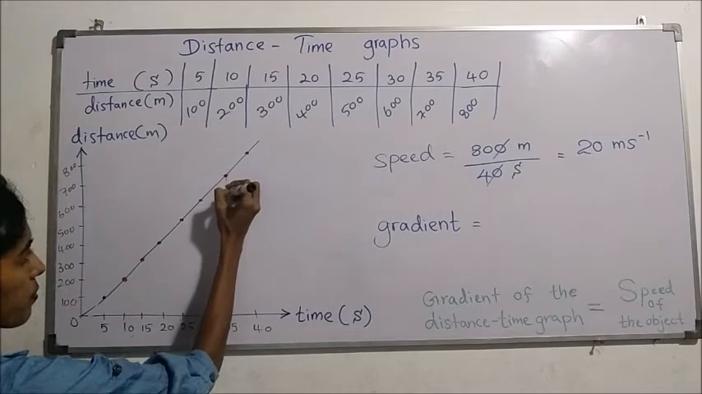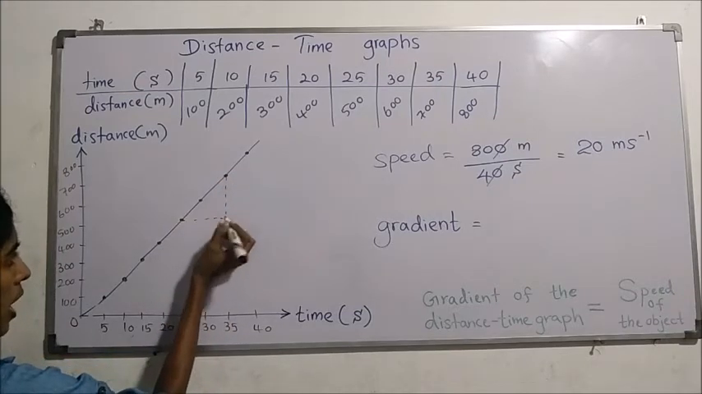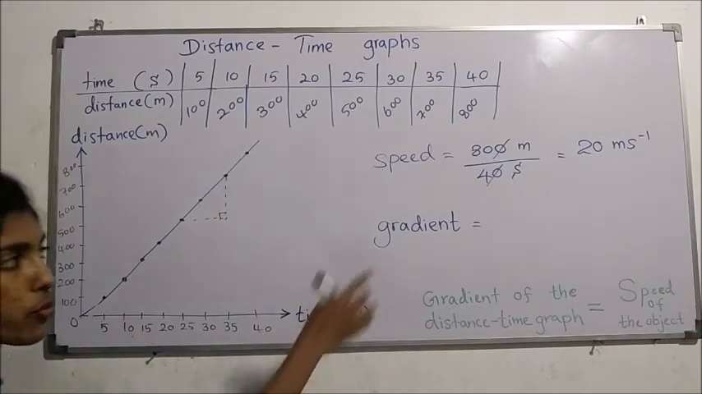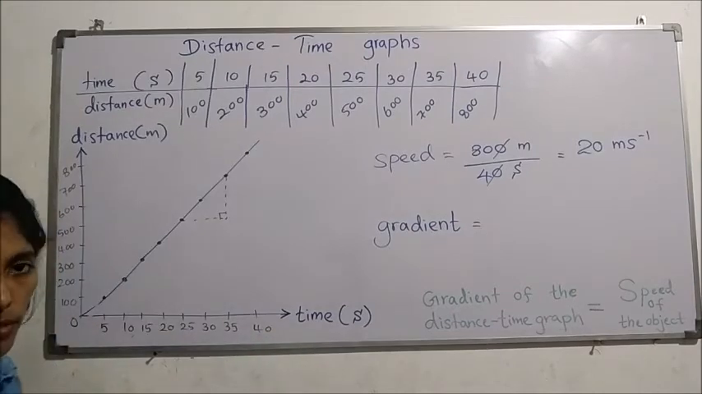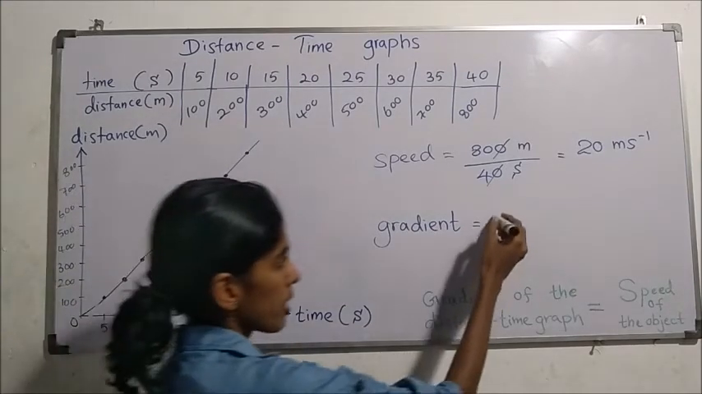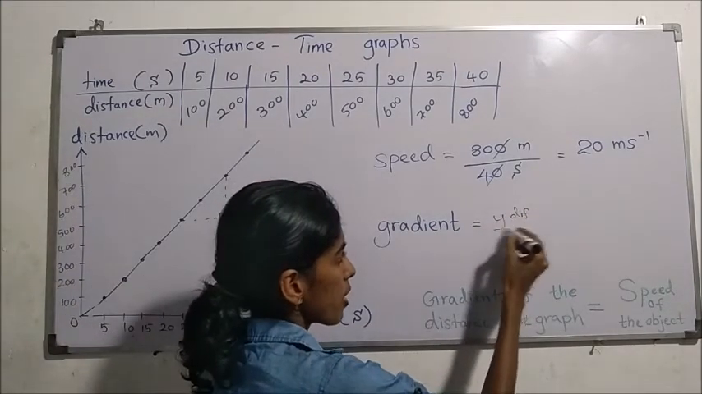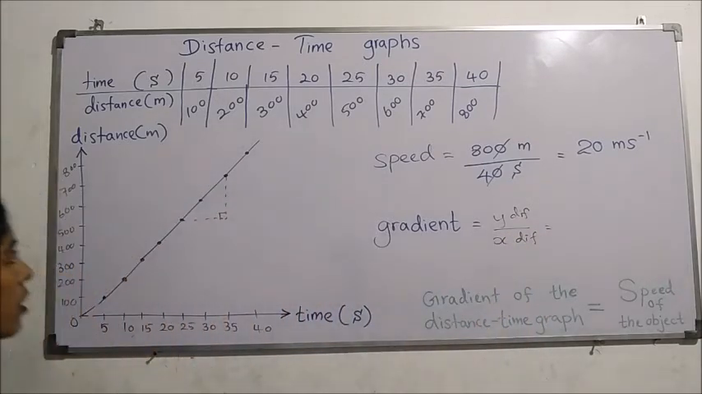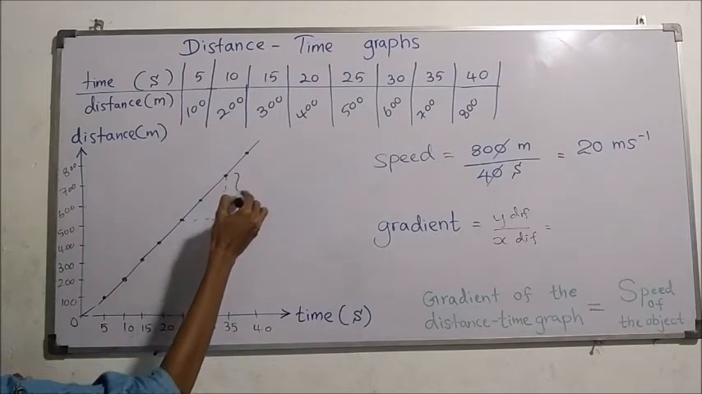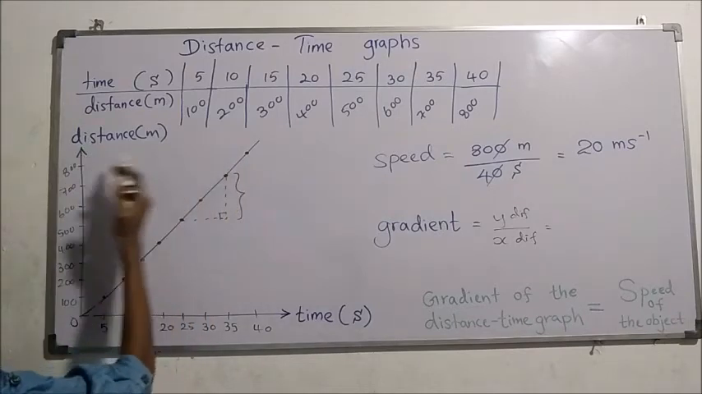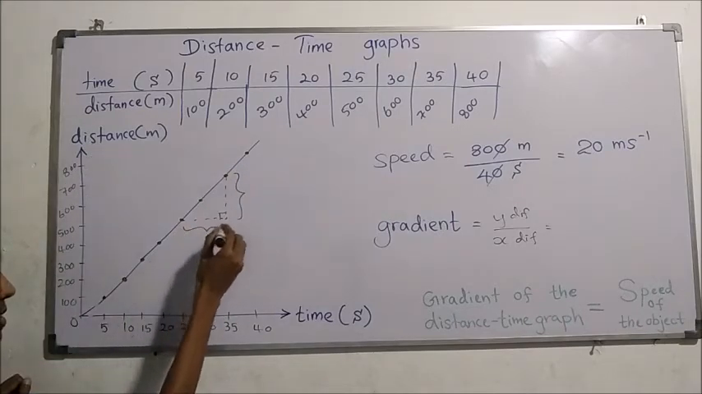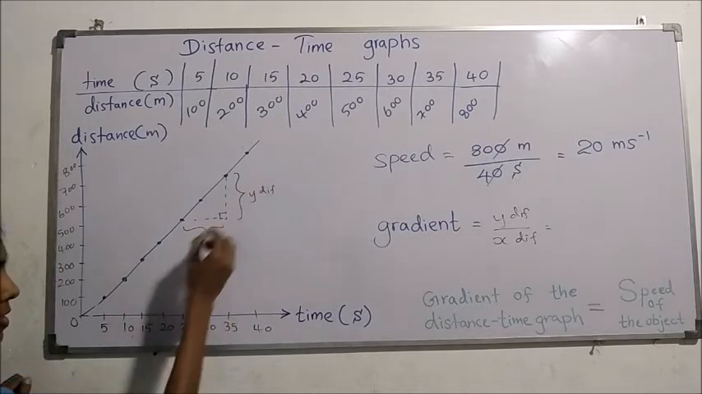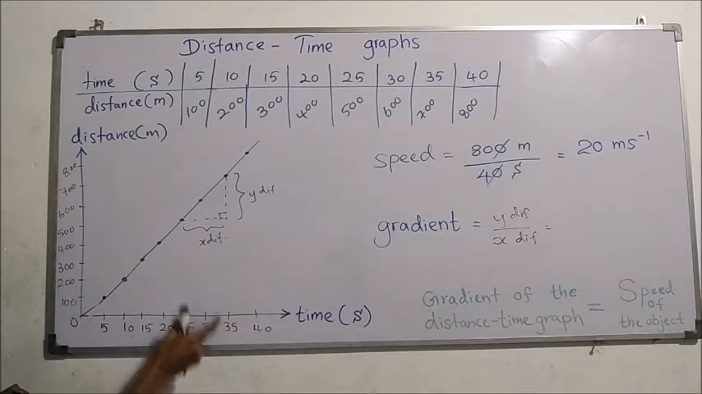Now when we prepare a triangle like this, to find the gradient, the y difference should be divided by the x difference. Y difference divided by x difference. Remember this formula. Now this represents the y difference, our vertical length. And this is the x difference. From down we get the x difference because this is the x axis.